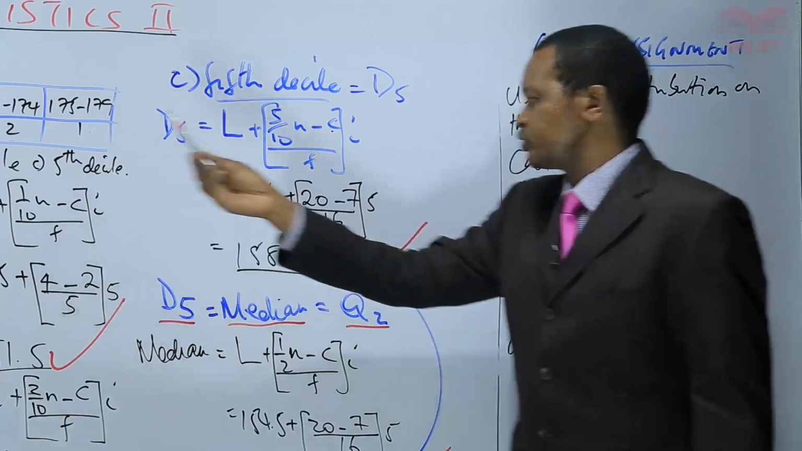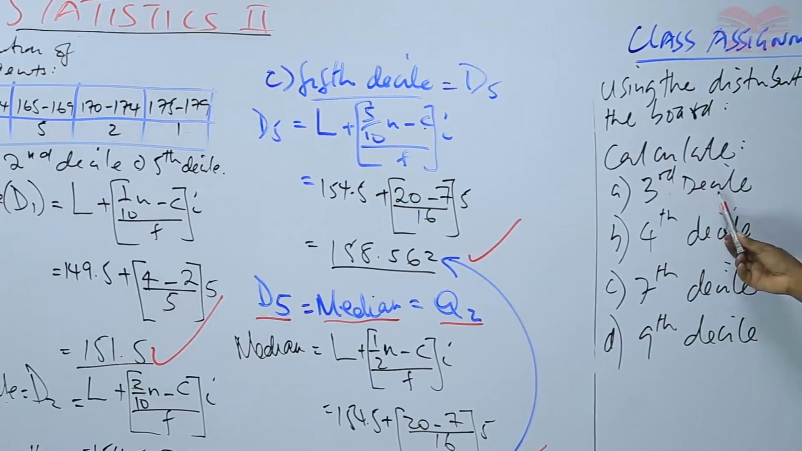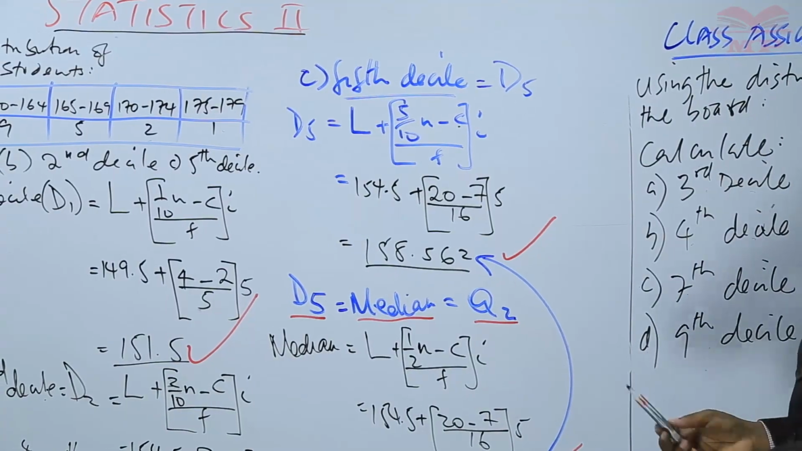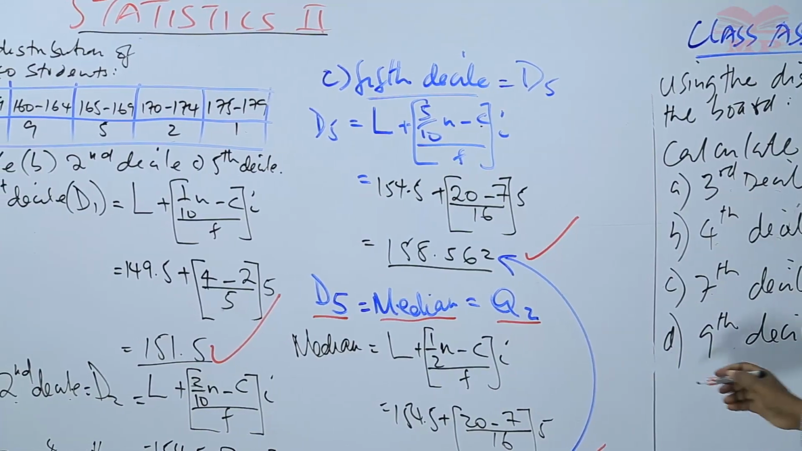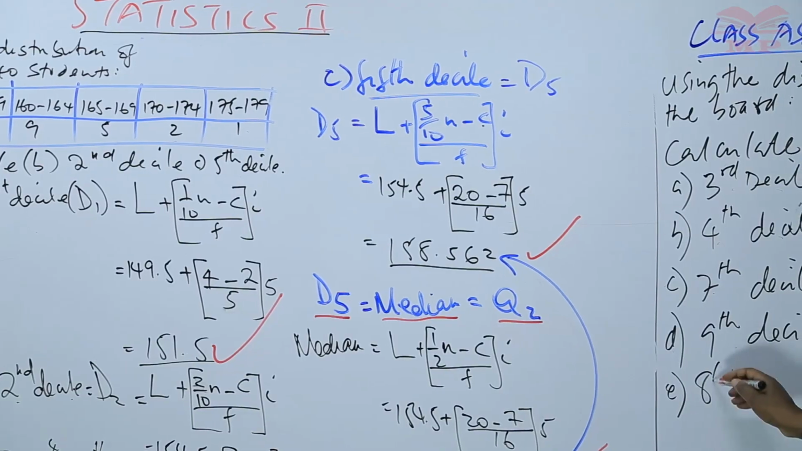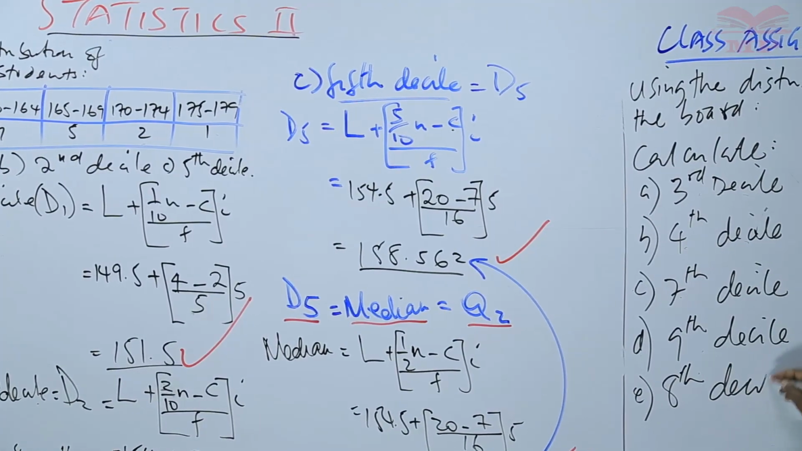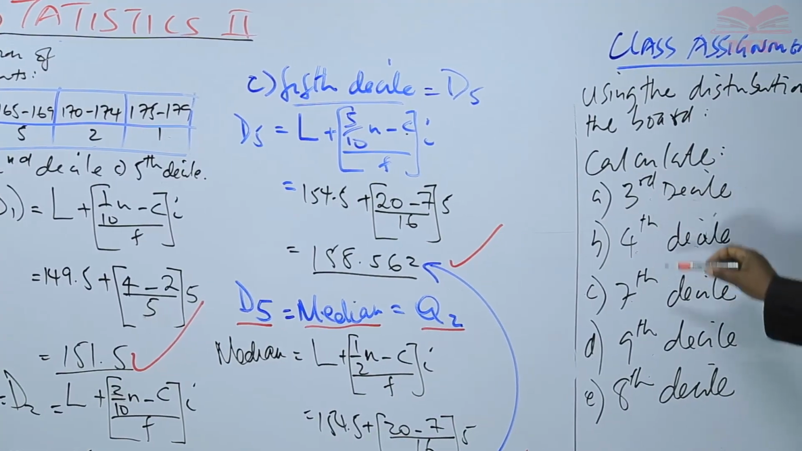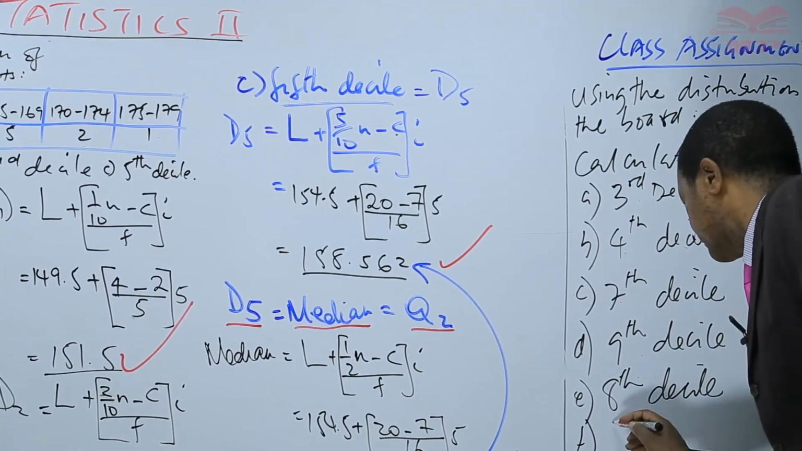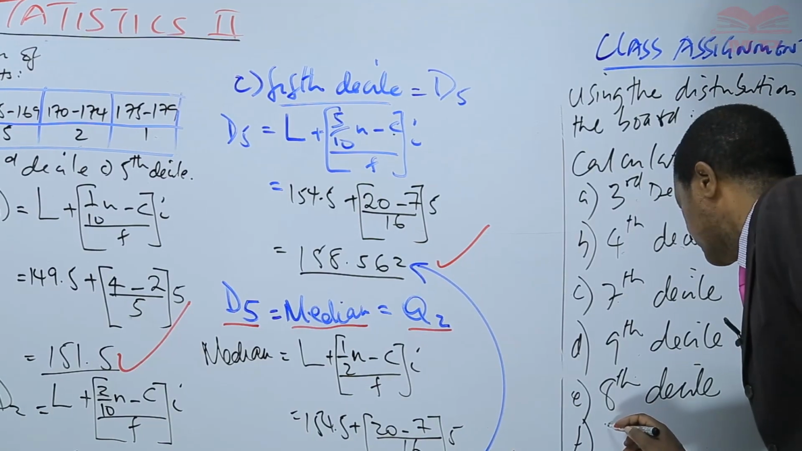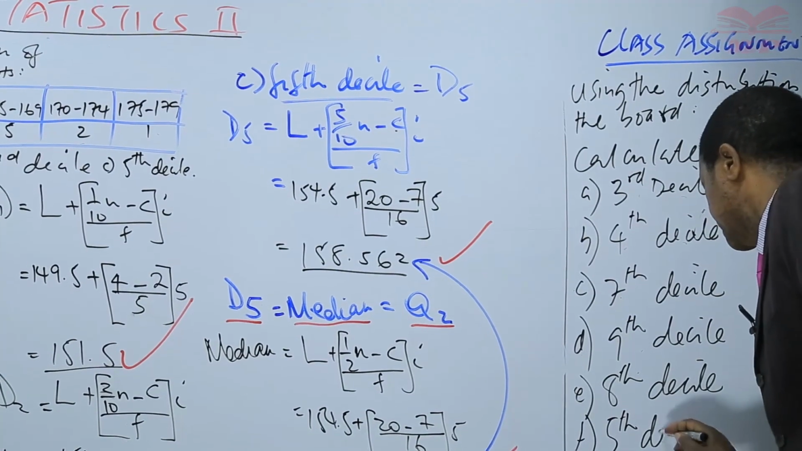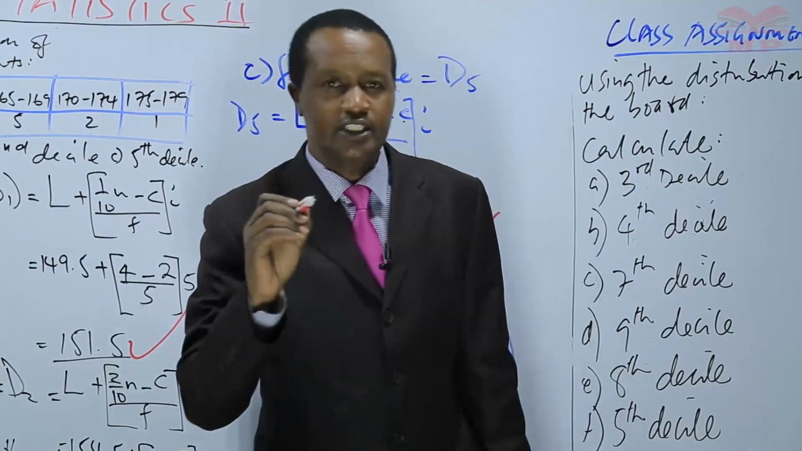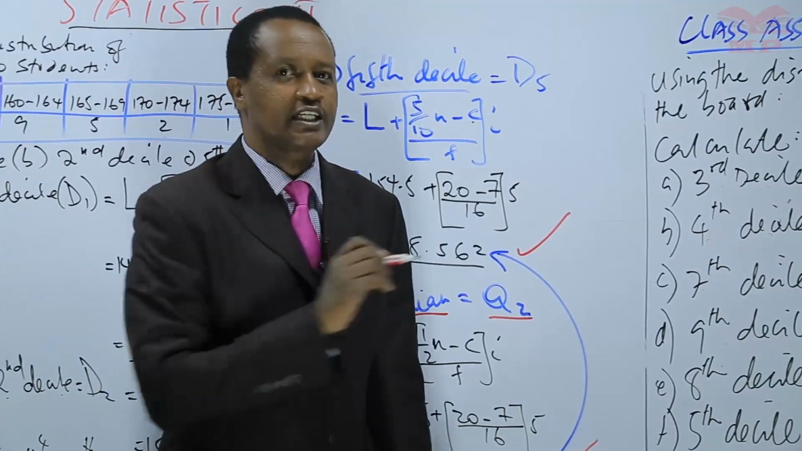Using this distribution, calculate the third decile, fourth decile, seventh decile, eighth decile, ninth decile. And since I've mentioned the eighth, let me just put it down. Compute the eighth decile, third decile, fourth decile, then lastly the fifth decile. Practice, learners, practice will make you perfect.